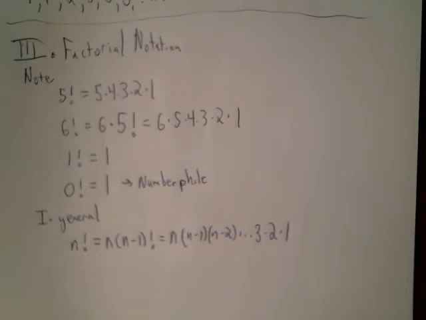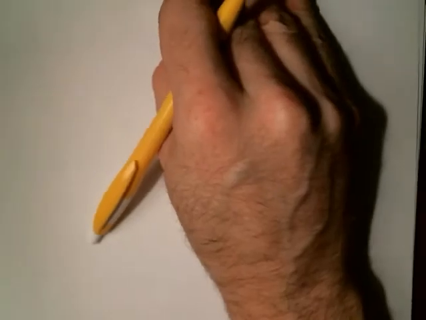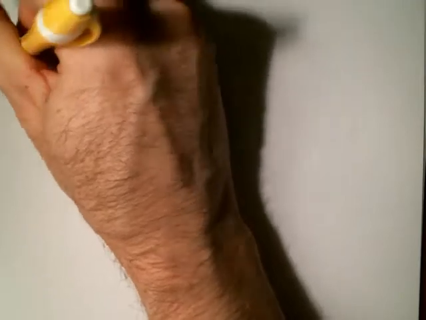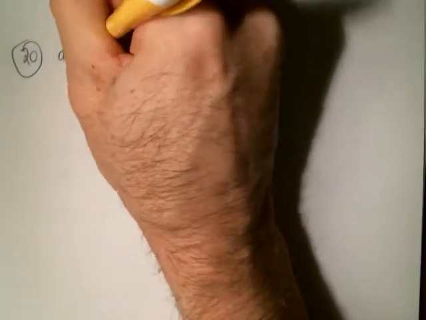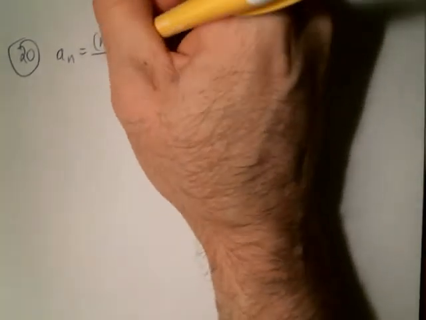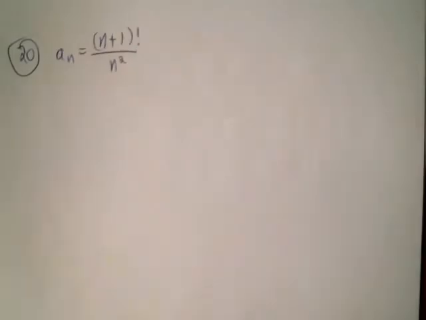Okay. So the book is going to run you through the gauntlet here and have you explore the notation. Let's take a look at number 20. So again, we have a sequence kind of problem. They want you to write out the first 4 terms, and we have some factorials to worry about here.